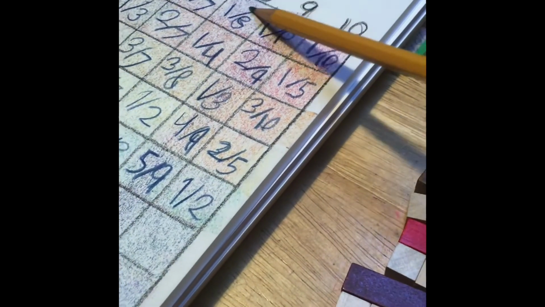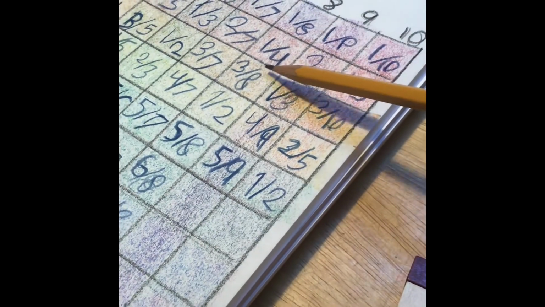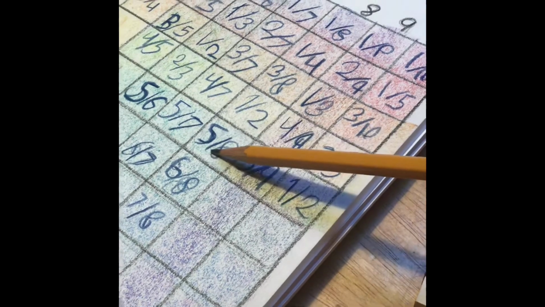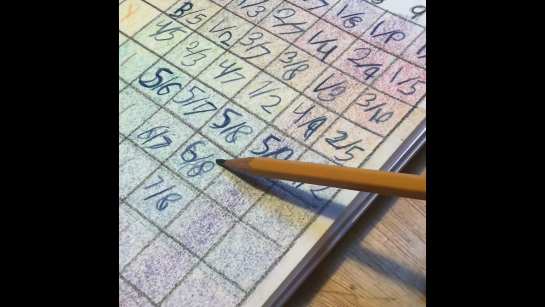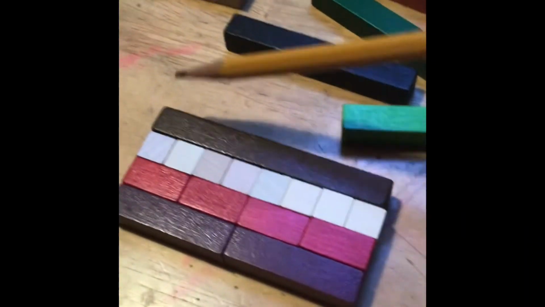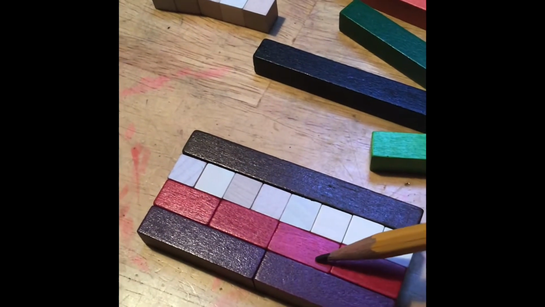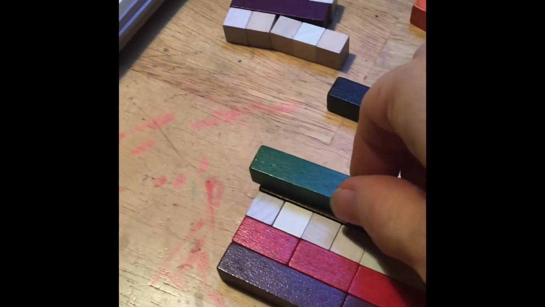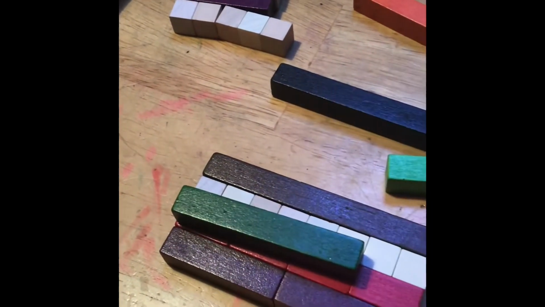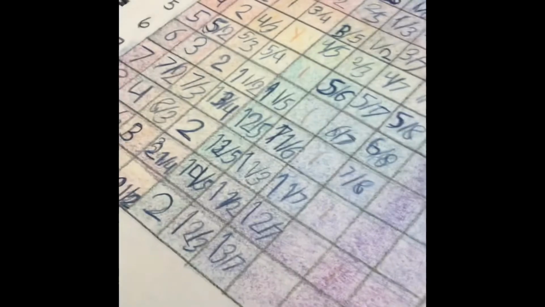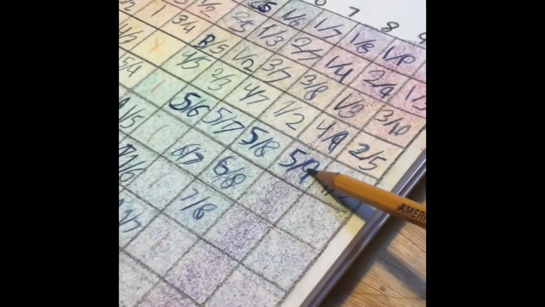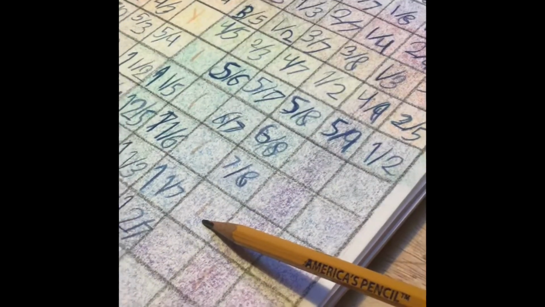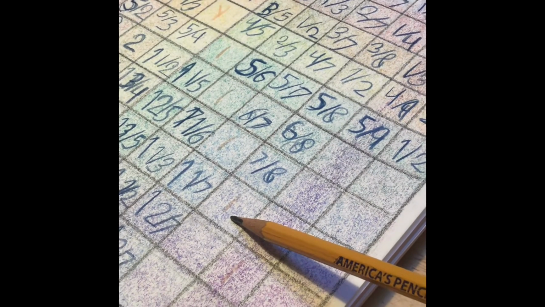Okay, so we have counted. We're doing eighths, so 1/8, 1/4, 3/8, 1/2, 5/8, 6/8. We've also recognized that 6/8 is the same as three fourths. Okay, and now we're looking at 8/8, which we already know is 1, right?